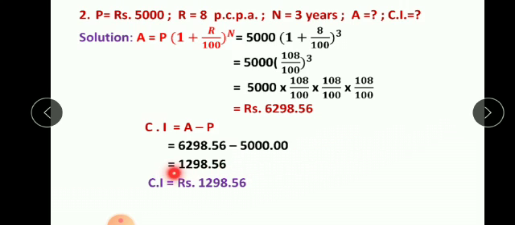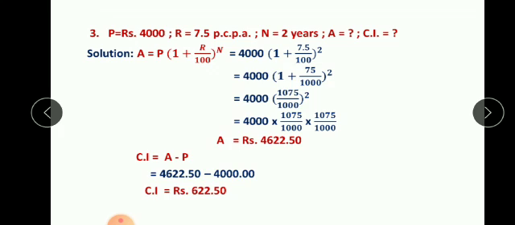And now what do we get as an answer? That is 1,298.56. This is your compound interest. So CI is equal to rupees 1,298.56. Now let us see the third sum of the same question.